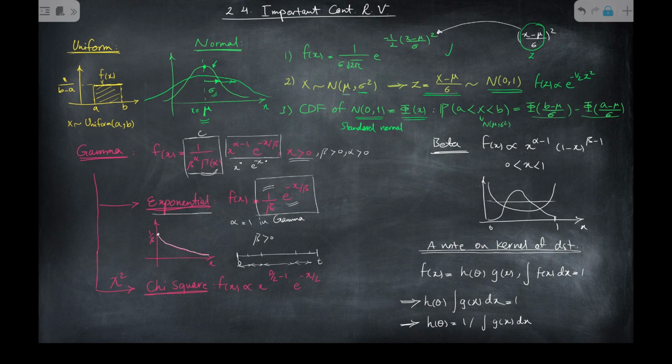Let's move on to the chi-square distribution. Again, the chi-square distribution is a special case of the gamma distribution for beta equal to 2 and alpha equal to p over 2. So beta is fixed, so the chi-square distribution is only determined by alpha, or p here. So we usually write it as chi-squared p. It is called the degree of freedom of the chi-square distribution.